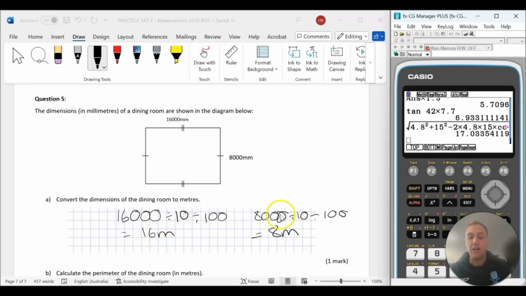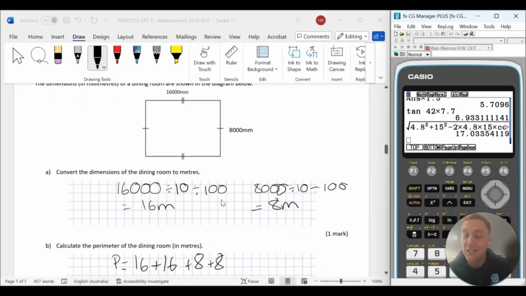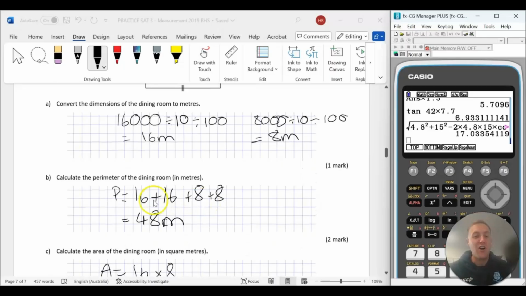Gives us 16 meters. Then we do the same with 8,000. That gives us 8 meters. That is a massive dining room. People, they're probably hosting some pretty fancy parties if you ask me. All right. Calculate the perimeter of the dining room in meters.